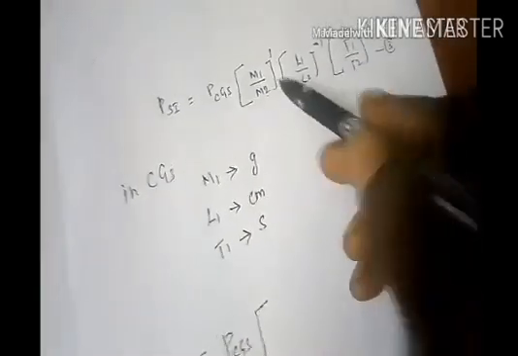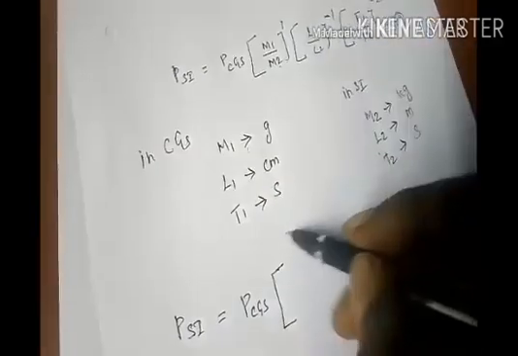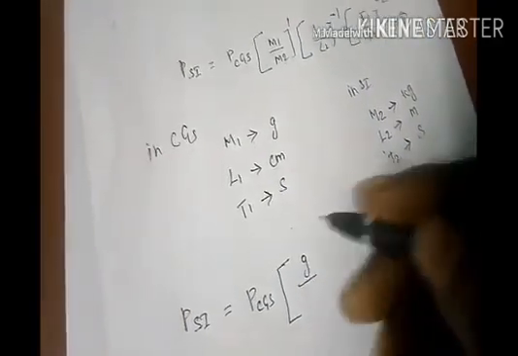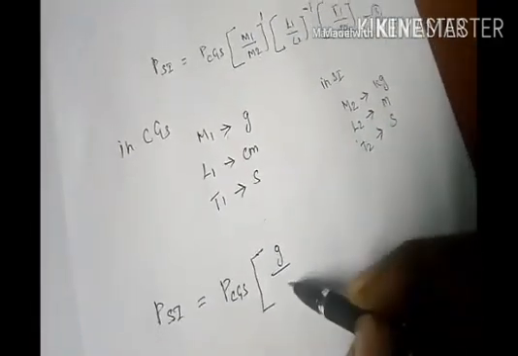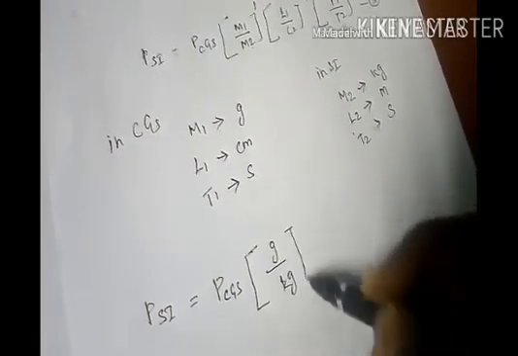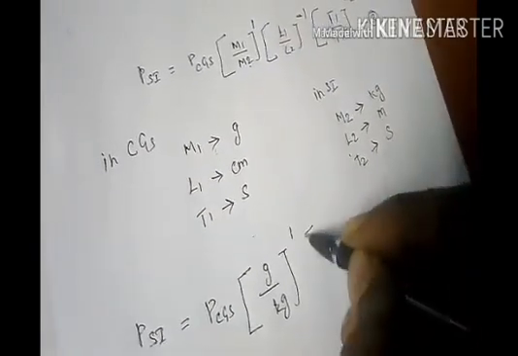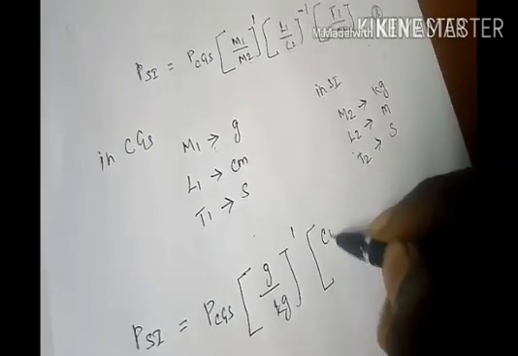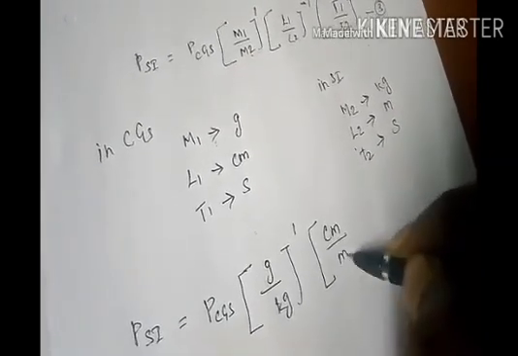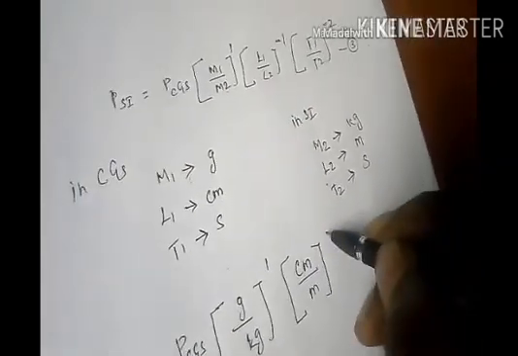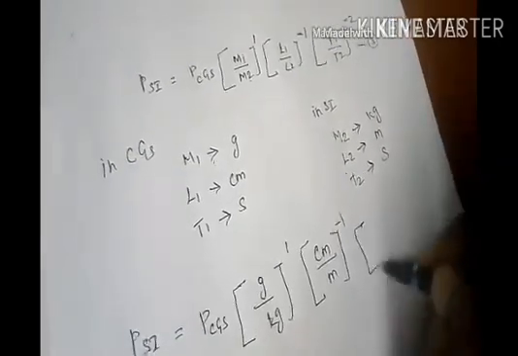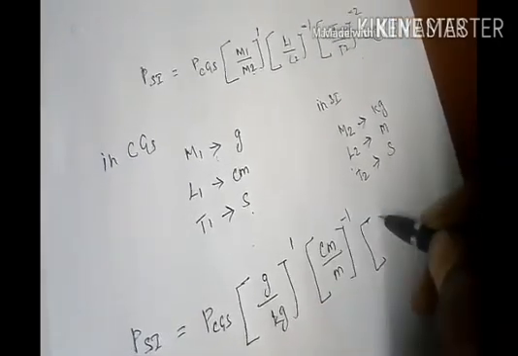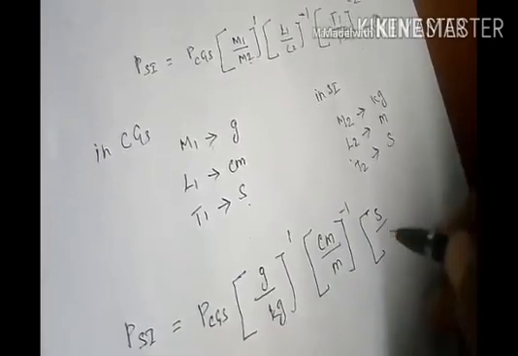square bracket. So m1 value is g. So here g divided by, so m2 is kg. So kg, the power is 1. Next one is L1 is centimeter, L2 is meter, then the power is minus 1. Then next T1 is s, T2 also s. So here the power is minus 2.